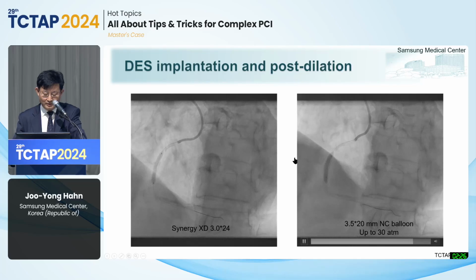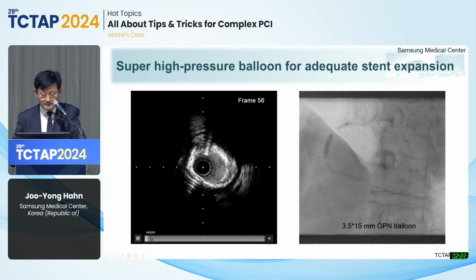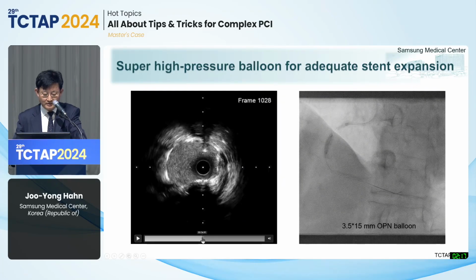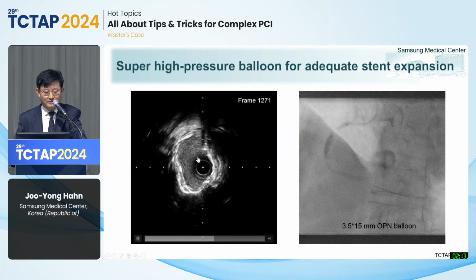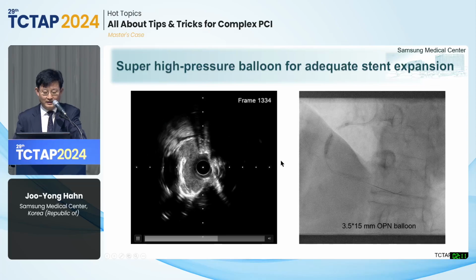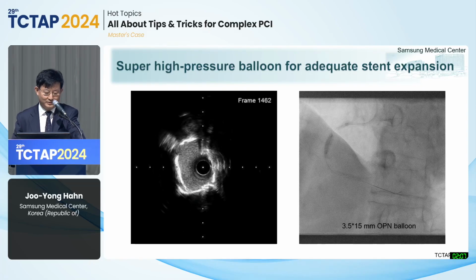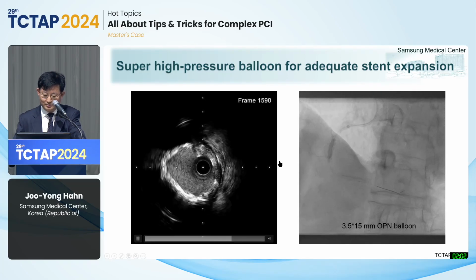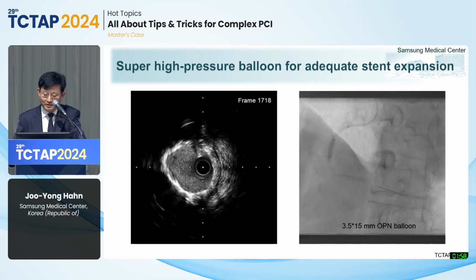Angiographically, this balloon dilation was not bad. However, in the IVUS, stent expansion was poor, so under-expansion was found. In this situation, we do not have many options, especially in Korea. So I decided to perform a super high pressure balloon, the so-called OPN balloon.